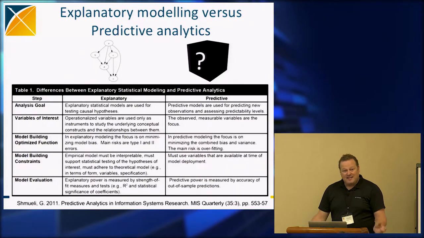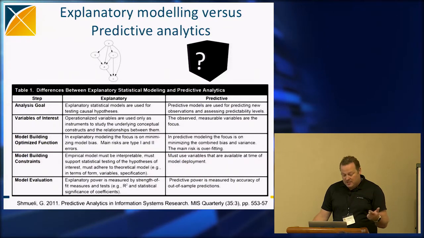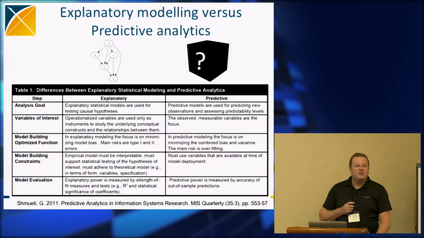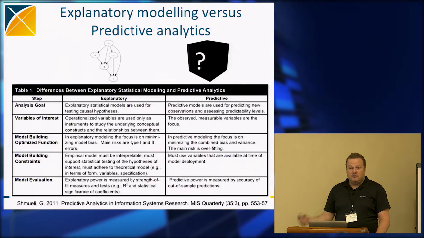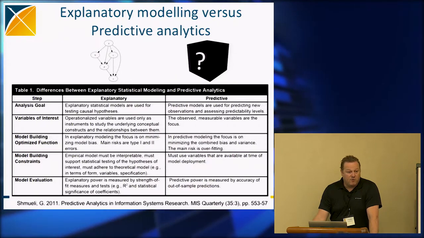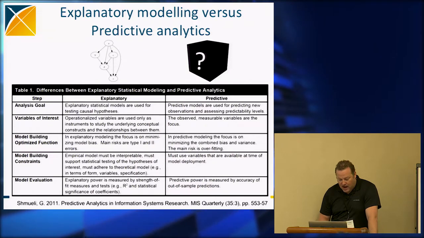That also means that the evaluation of these models is different. In prediction, we look at unseen data. We have a holdout set and try to predict for that set. And that actually is the performance of our model, our out-of-sample prediction.